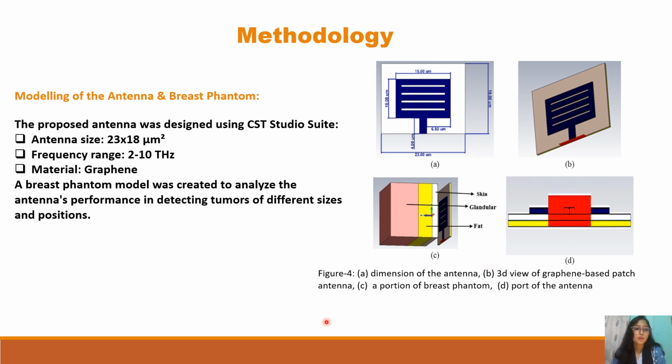So here, while modeling the antenna and breast phantom, the proposed antenna was designed using CST Studio Suite, and the antenna size was kept 23 into 18 micrometer square, and the frequency range is kept 2 to 10 terahertz, and the material of the patch was chosen as graphene, and the breast phantom model was created to analyze the antenna's performance in detecting tumors of different sizes and positions.